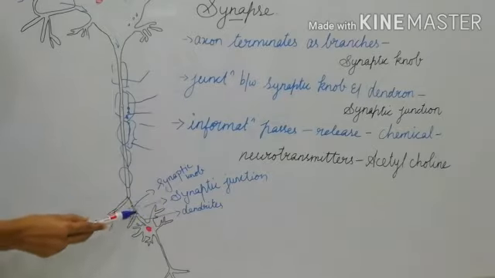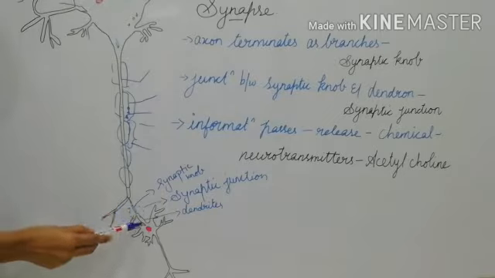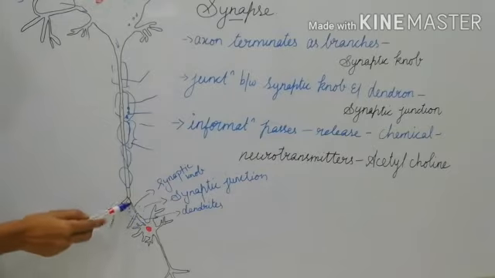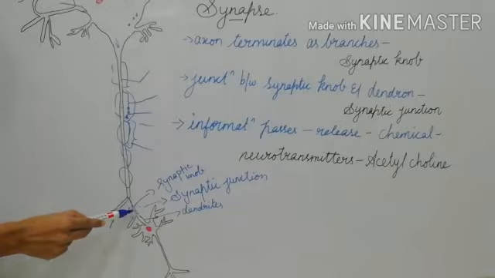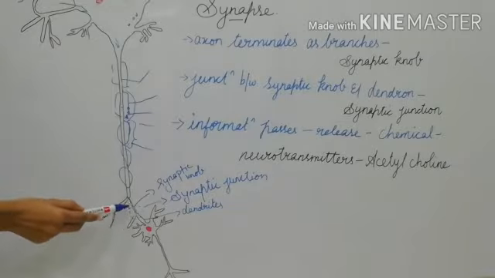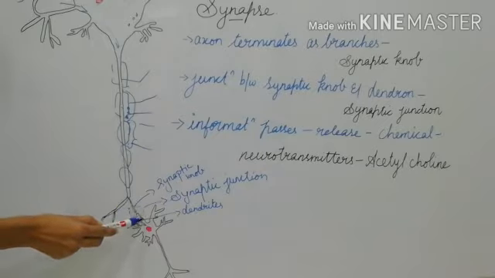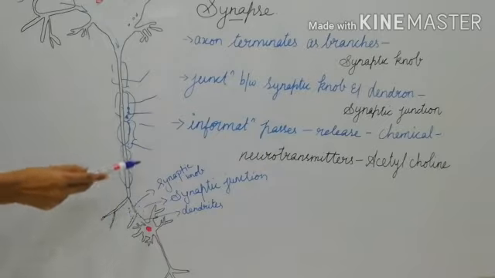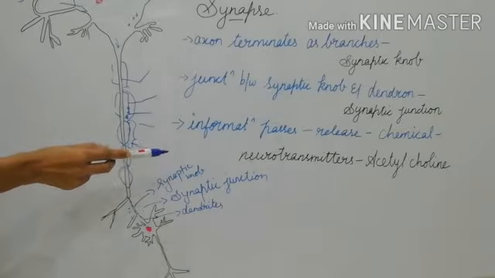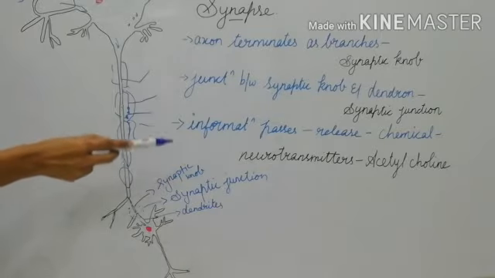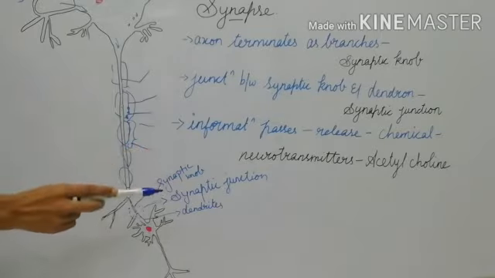So this junction, that is the axon's synaptic knob, and this is the dendron of this neuron. This junction we will call the synaptic junction, and information from this neuron will transmit to this neuron through this synaptic junction. While the information is transferring, it will transfer in the form of a chemical, and the chemical we will call the neurotransmitter, and the common neurotransmitter is acetylcholine.